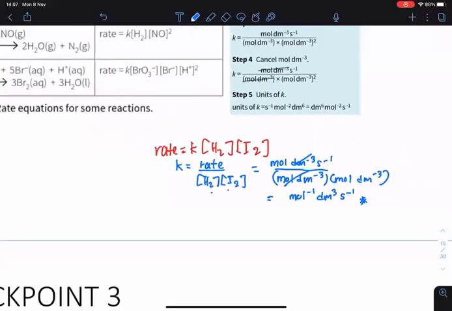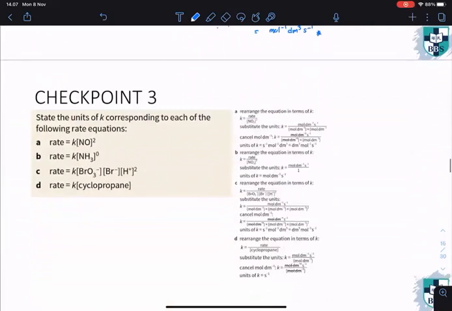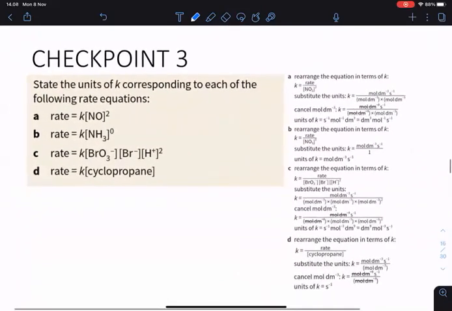The same thing can be applied. You can just go through equation number 3, they have calculated it, and you can calculate the units of K. Even if you want to do more and follow up on the units of K, there are 4 examples over here with the working for you to go through. Quite easy.